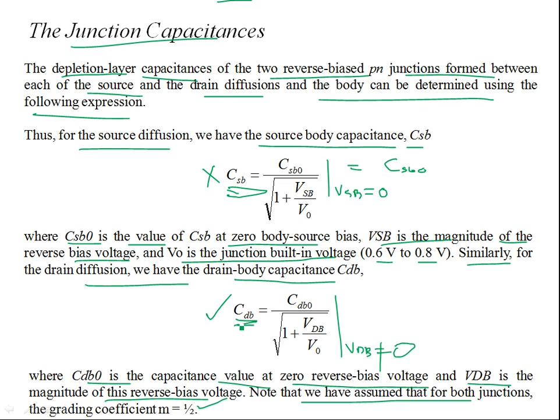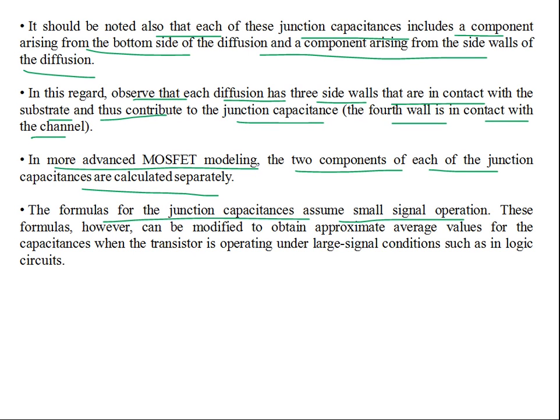If you have to consider the full-blown operation or large signal operation of a transistor, for example in digital inverter circuits, you have to consider more involved expressions. These formulas can be modified to obtain approximate, average values for the capacitance when transistors operate under large signal conditions, such as in logic circuits.